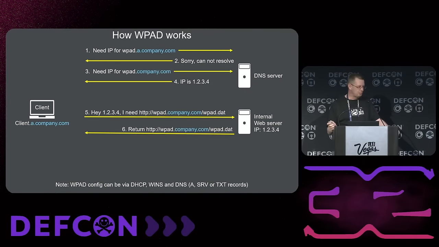So the way it works with WPAD is that you have a client called client.a.company.com. Then it will search for WPAD when the browser is opened. It will remove the client name and then try to add wpad.a.company.com and try to resolve that. If that's not working, it removes one name. So it's wpad.company.com. And in this example, it's resolving the IP address. And then it goes to a web server trying to download a file called wpad.dat. And that's the configuration file for the client. It can also be configured with other solutions like DHCP, WINS, and so on.